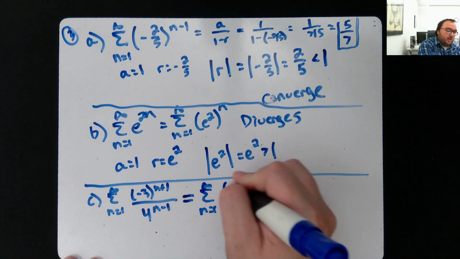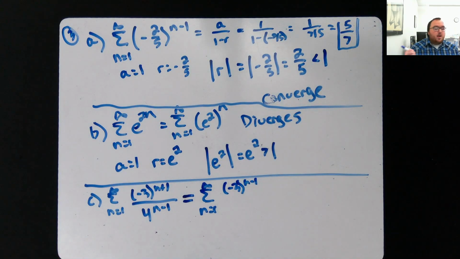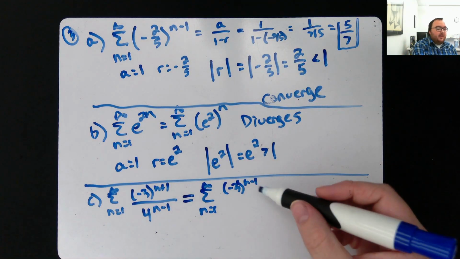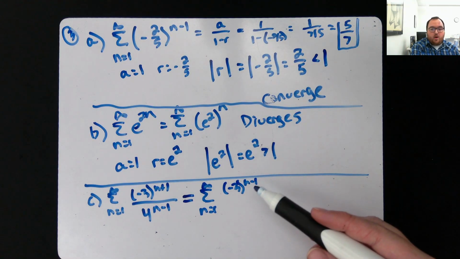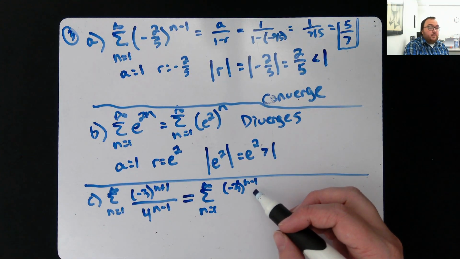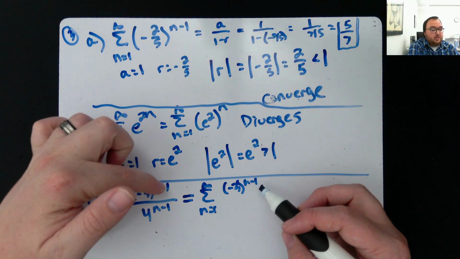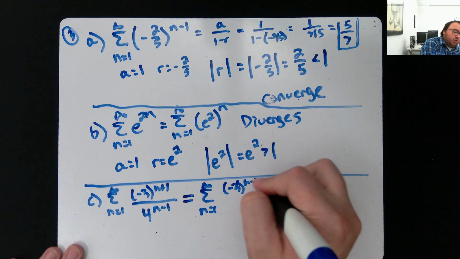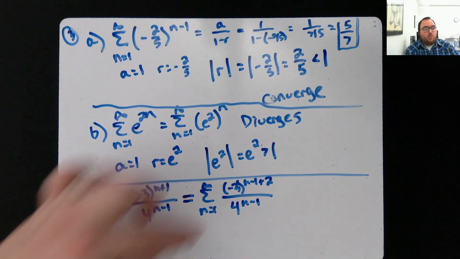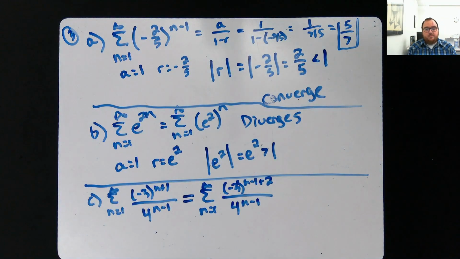So I wanted to have negative 3 to the n minus 1. But I had n plus 1. So how do I make this equal to negative 1, right? Well, what do I do to the negative 1 to make it plus 1? Well, I have to add 2. Again, because I want the minus 1.